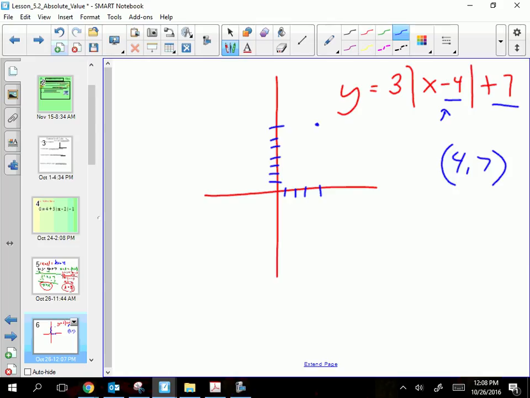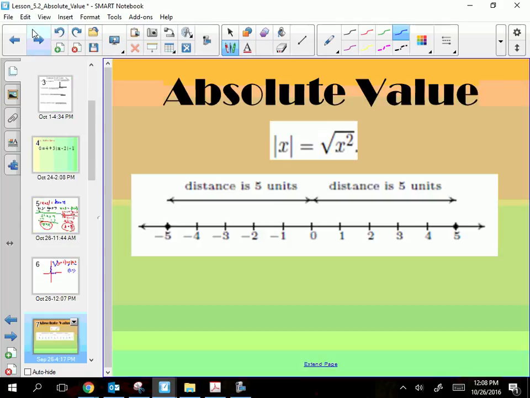Is this a V or a mountain? It's a V because there's no negative out front to flip it over and make it like a mountain. So it's a V. There we go. That's just a rough sketch, but it's good enough to tell me the domain. What's the domain on this? Negative infinity, positive infinity, also known as, a little faster to say, all reals. Okay. And then what's the range? 7 to infinity. Okay. Cool. You know everything now that you need to know. So let's get to your homework.